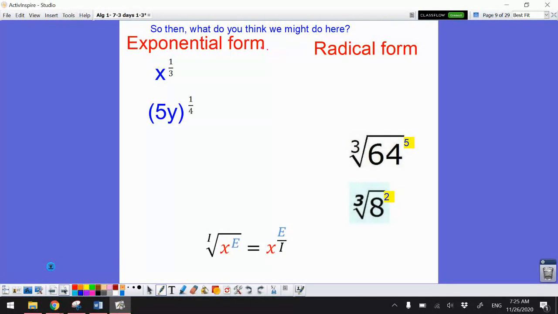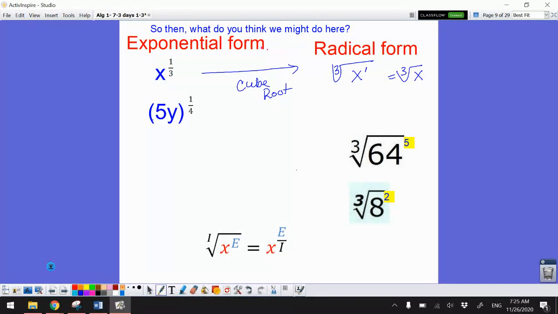Okay, let's look at some that are not in powers of 2 to figure out how we're going to write these. So if I have x to the 1/3 power and I need to write that in radical form, well, the radicand is x. I know the power or the exponent is 1, and the 3 has to be there. So any index that is not a power of 2 has got to be written. So the best answer for this would be the cube root of x, and that's how I say that, the cube root of x.